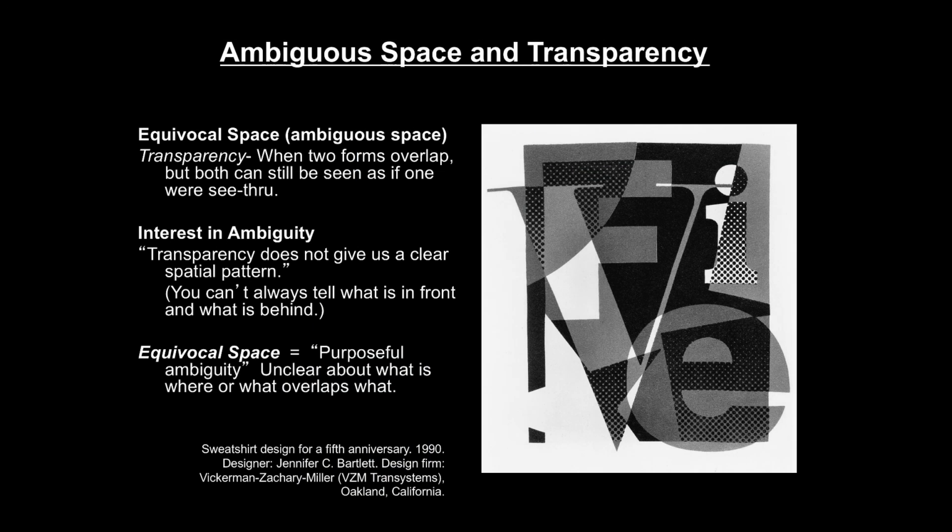Okay. And then we have something called ambiguous space, and that can be achieved through transparency. Sometimes it's called equivocal space. I like the word ambiguous. It's two forms overlap, but both can still be seen as if one were see-through. So there's multiple forms in this example. It does not give us a clear spatial pattern. So if you look at this, it's hard to tell what's in the foreground, what's in the background, what's in the middle ground. So we're doing this intentionally. We want to create this intentional ambiguous space, and we're going to do it with transparency. So equivocal space would be considered purposeful ambiguity, unclear about what is where or what overlaps what.